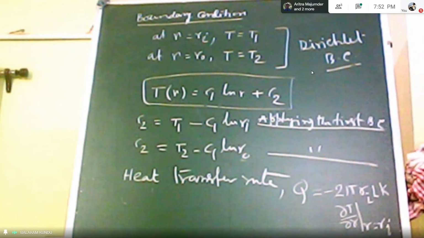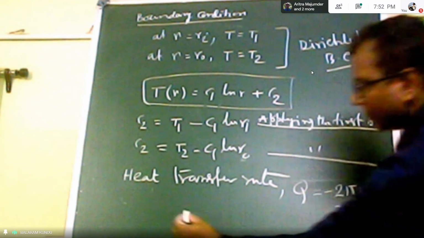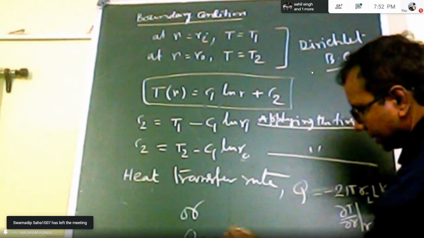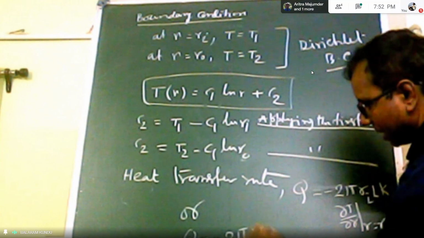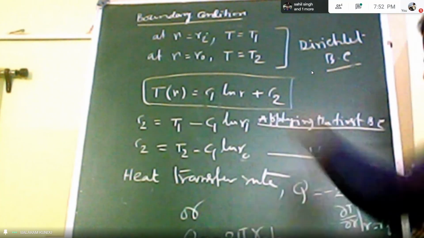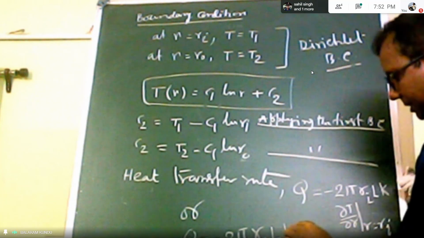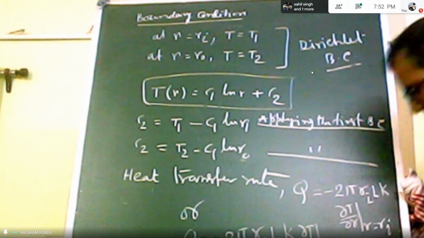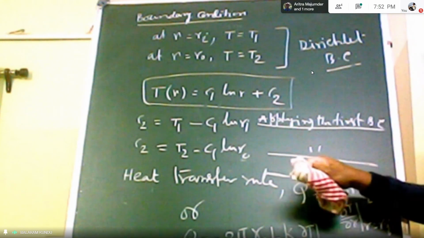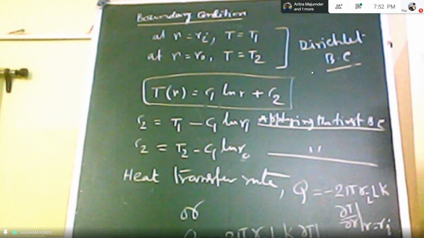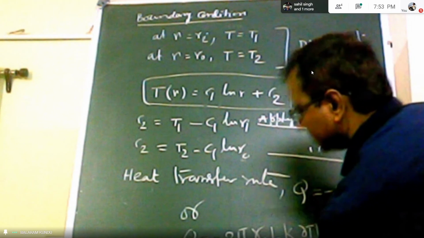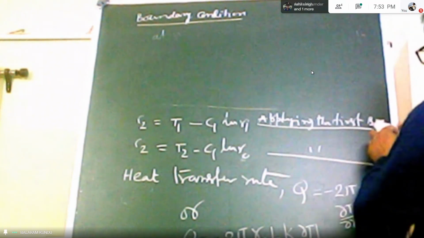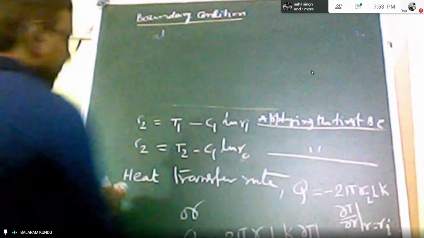This is your heat transfer rate Q. Or this expression, Q, that should be equal to minus twice pi into, instead of Ri you consider say Ro into L, that is your outer surface area, into K the thermal conductivity, into temperature gradient, say del T by del r at r equal to Ro. So either one you can consider to determine the heat transfer rate Q.